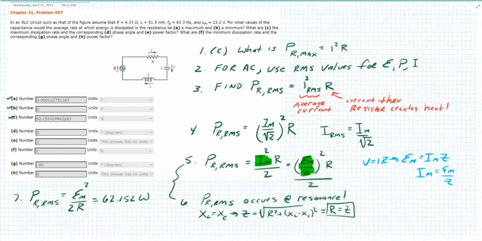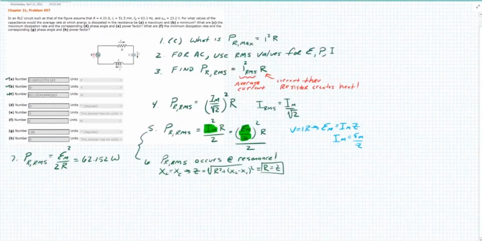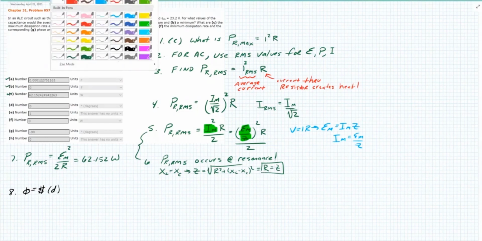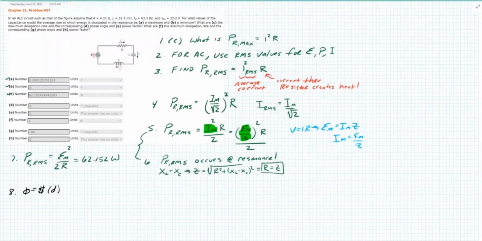7, 8. So number 8 says phi equals the dollar sign. Phi equals the dollar sign for part D. What's the phase angle? So this is just a great chance for me to once again draw the super important phasor diagram, which I will do here.